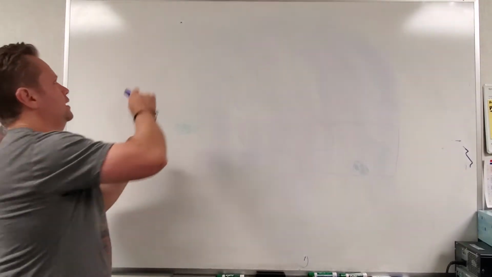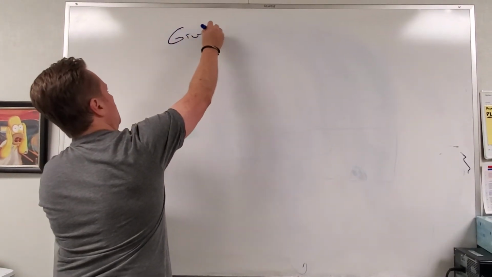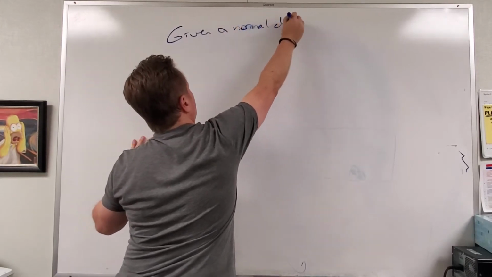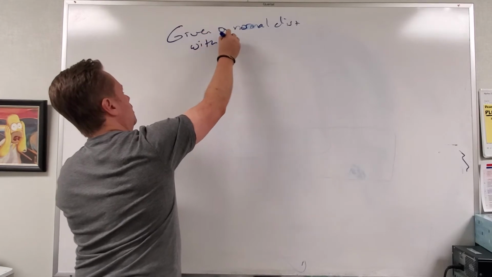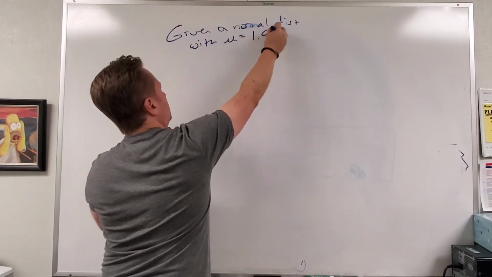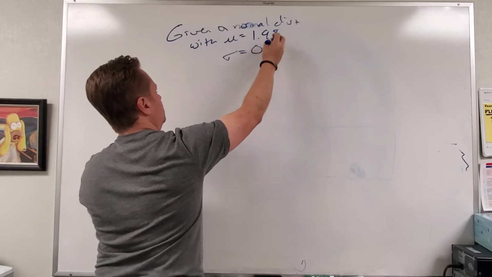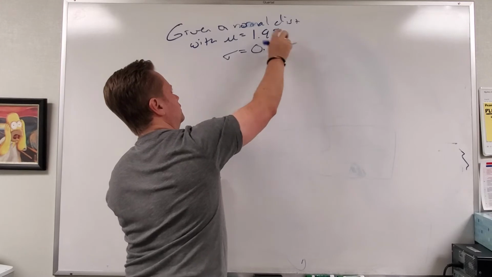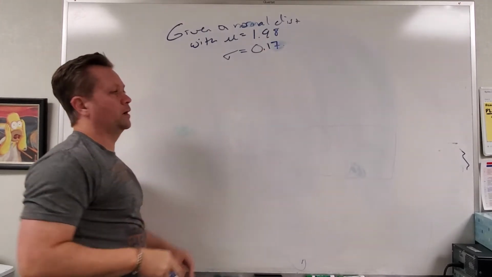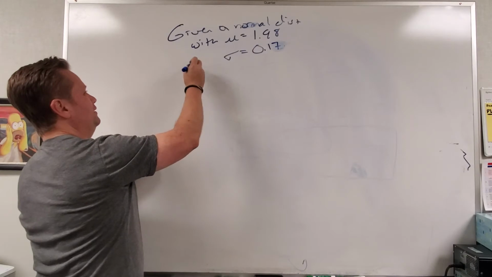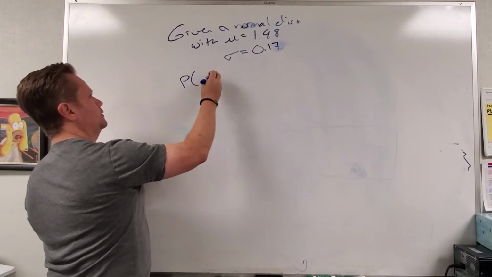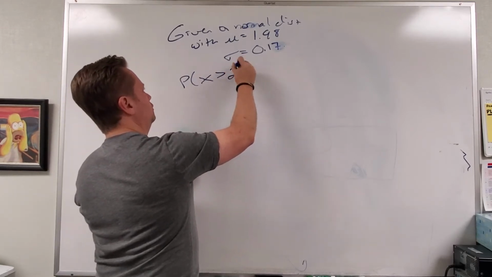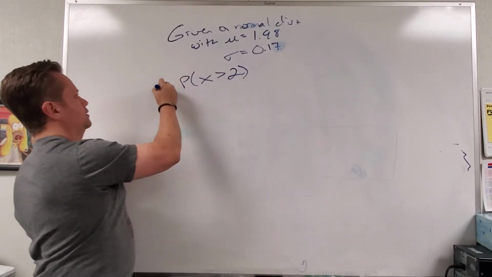So let's say given a normal distribution with mean of 1.98 and standard deviation of 0.71. Let's just make it 1.7. I don't know why. All right, so let's say I want to know the probability that x is greater than 2. Yeah, let's do this. I like this. Let's do 2 of these.